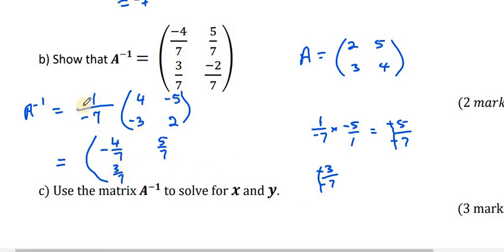Then again, negative 1/7, or 1 over negative 7 times 2. The 2 will go on top, divided by the 7. But remember, it's negative 7. Put it at the side, because negative times positive is negative. And if you notice, we have the same answer here. Again, it doesn't matter if the negative is in the numerator, at the side, or in the denominator. Same answer. So we did show that A inverse is equal to this.